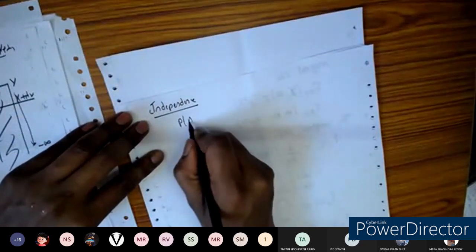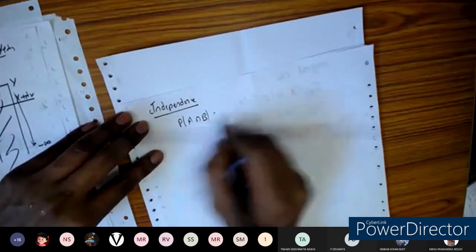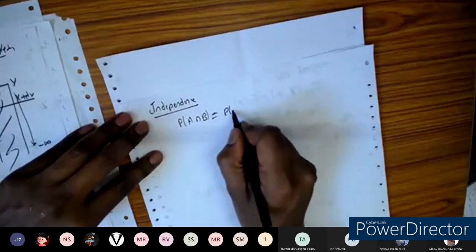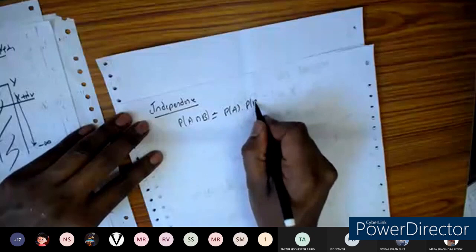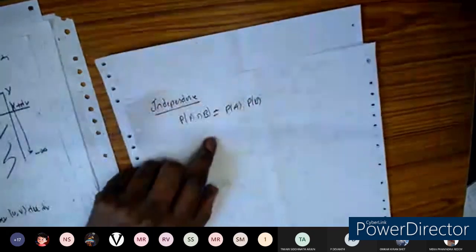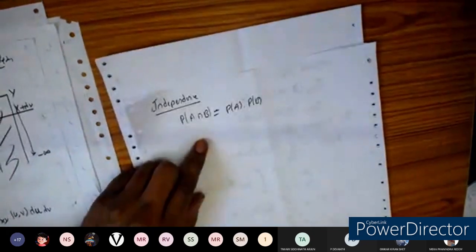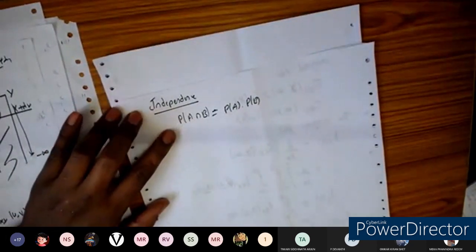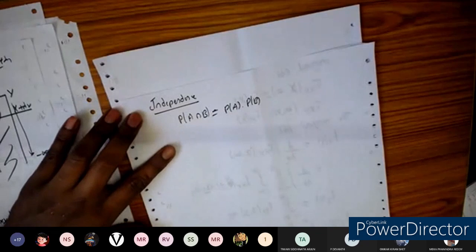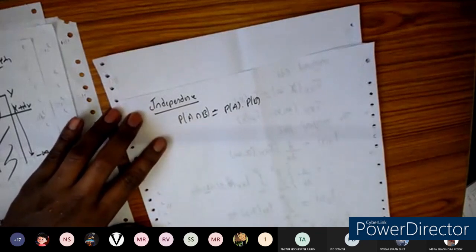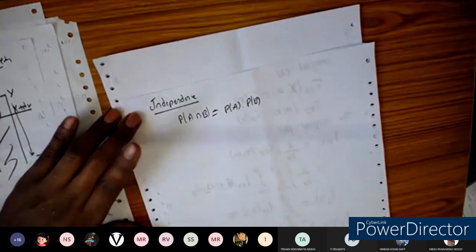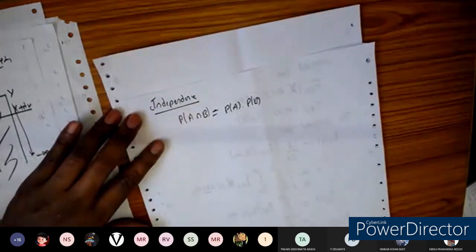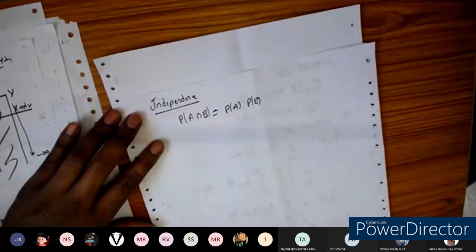For statistically independent events, we have seen that the probability of A intersection B is equal to the probability of A into the probability of B. So the same concept you are going to apply for the joint, sorry, the bivariate CDF. You are going to apply the same concept here.